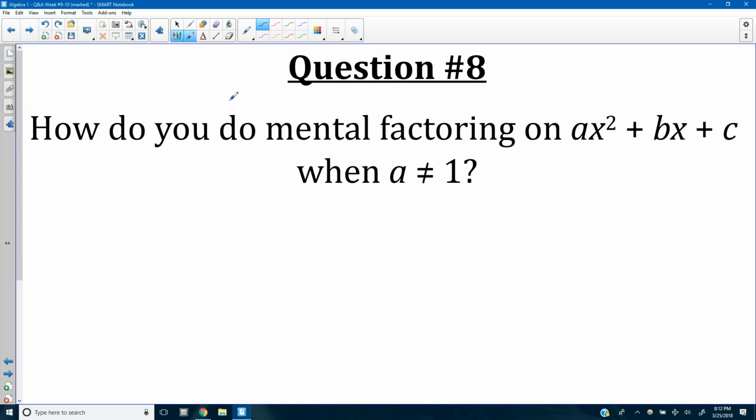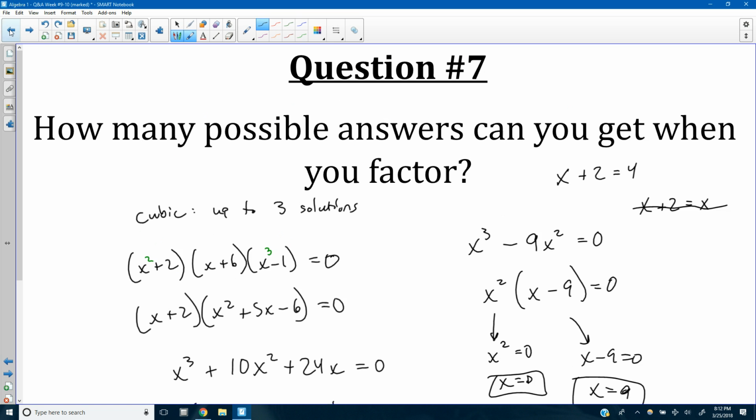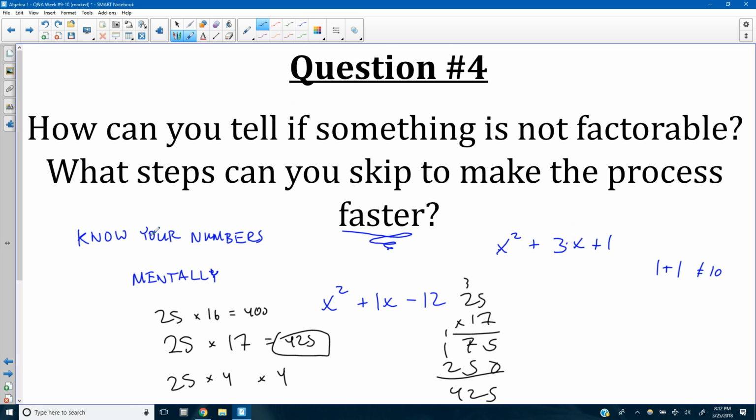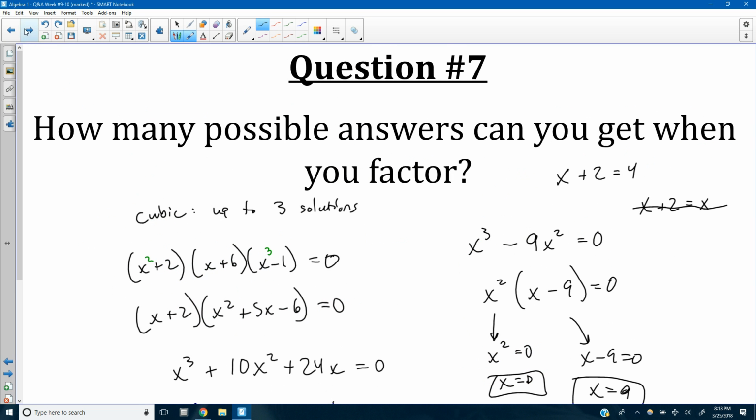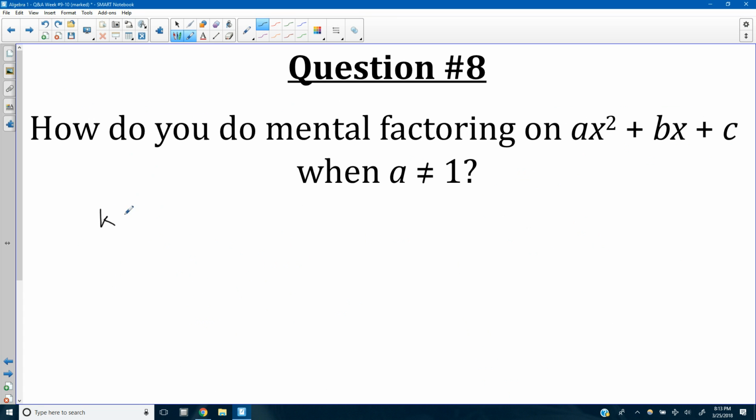Okay, question number 8. How do you do mental factoring on ax squared plus bx plus c when a doesn't equal 1? So I'm going to point to two previous things here. First of all, I'm going to point to this previous slide. Know your numbers mentally. I'm telling you that there's a mental way to do it, and I want you to learn how to do it if you're feeling really good about doing the other ones successfully. But you got to know your numbers mentally.